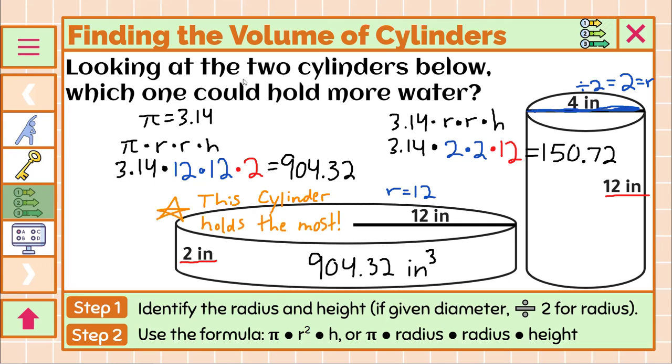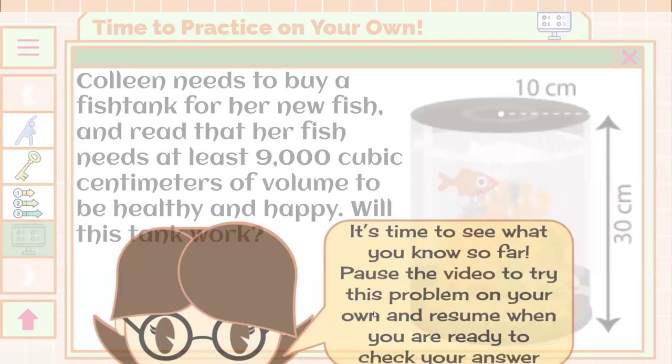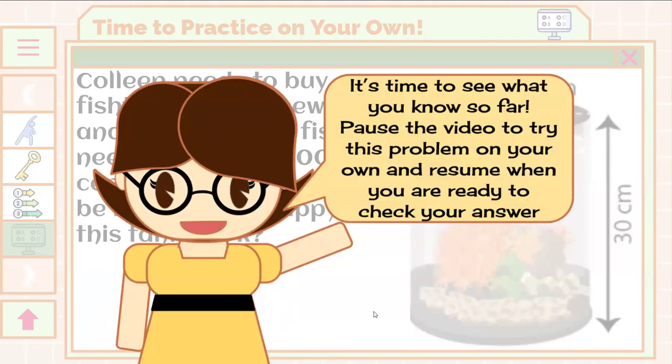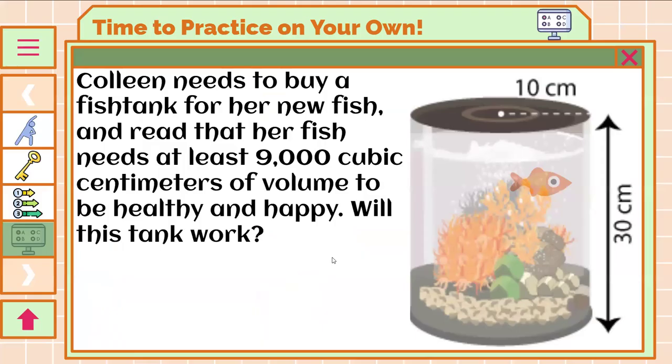All right, now that we have that all figured out, pause if you need to get your notes in, but I'm going to put this up and head to the you try, meaning it's time to see what you know so far. Pause the video to try this problem on your own and resume when you are ready to check your answer. I will read it though. It says, Pauline needs to buy a fish tank for her new fish and read that her fish needs at least 9,000 cubic centimeters of volume to be healthy and happy. Will this tank work?